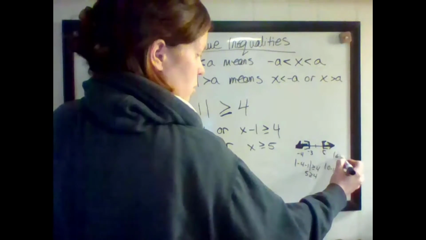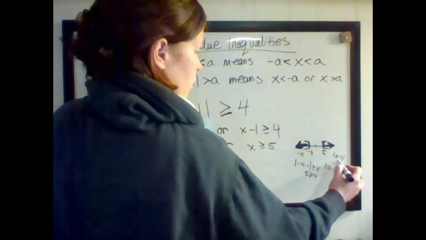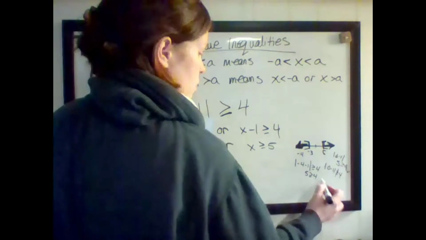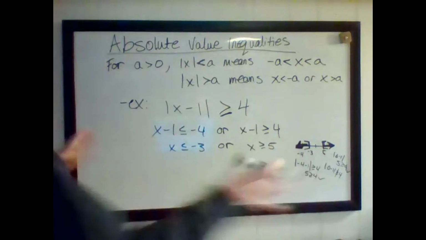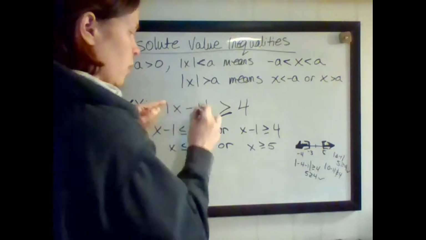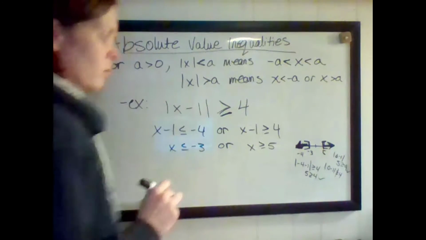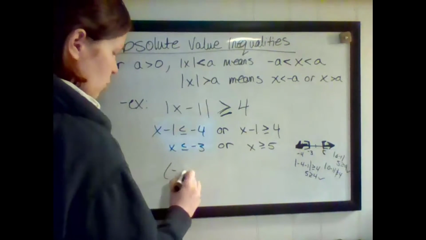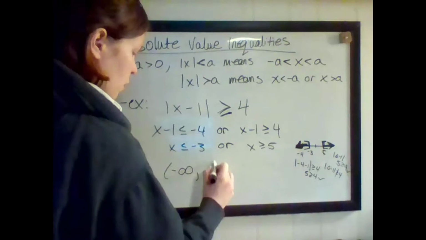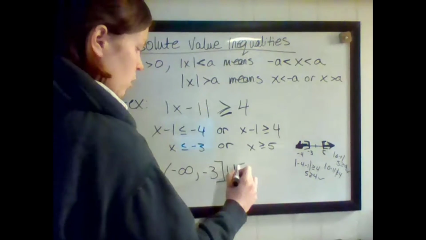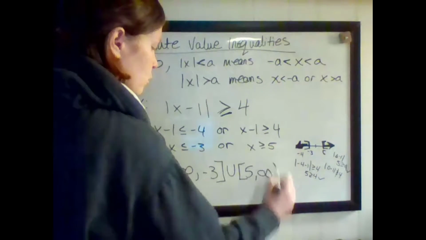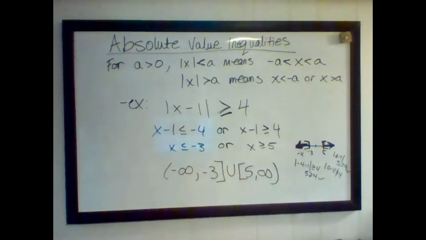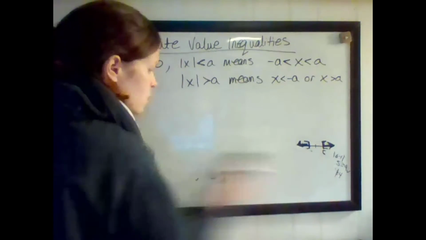And then let's try 6. 6 minus 1 is 5. Is that greater than or equal to 4? Yes. So my ends work, but not my middle ones, because if it's a smaller number here, it's not going to be big enough to be greater than or equal to 4. So my interval notation would be negative infinity to negative 3, bracket, union 5 to infinity. Both of those, we did one of each, with a being positive.